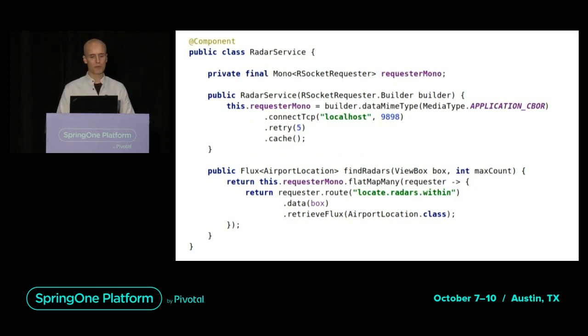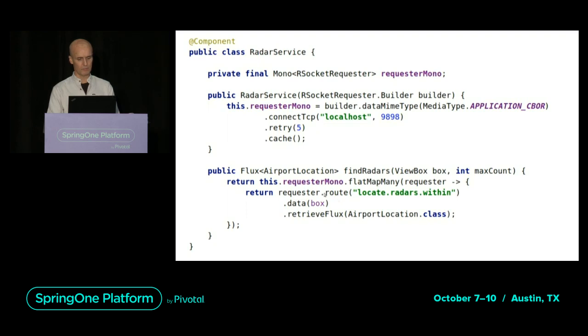And that's an example of using the requester. So here we get the RSocket requester builder injected. That's with Spring Boot, actually, in this case, in the sample. And we're going to use this requester. We're going to connect to a server. And then you can see that we can use it to make requests. Down here, we're getting the requester.